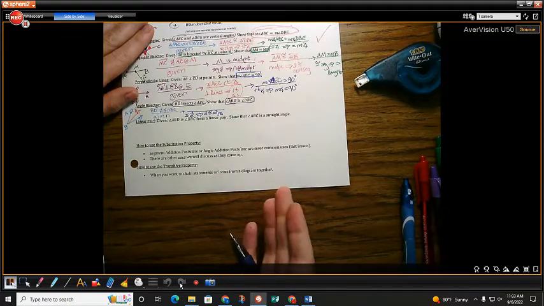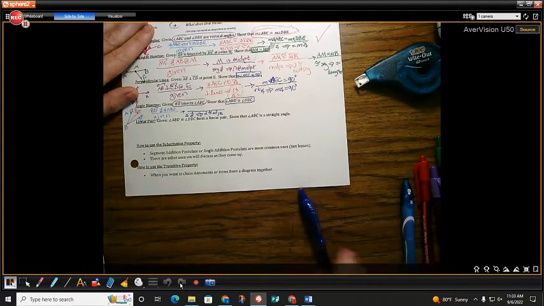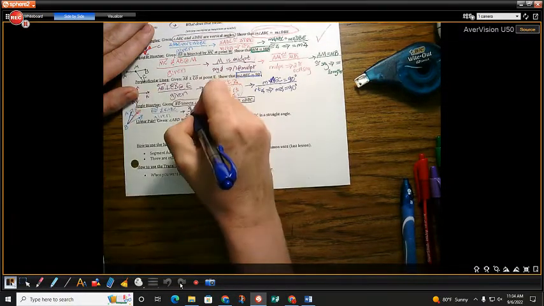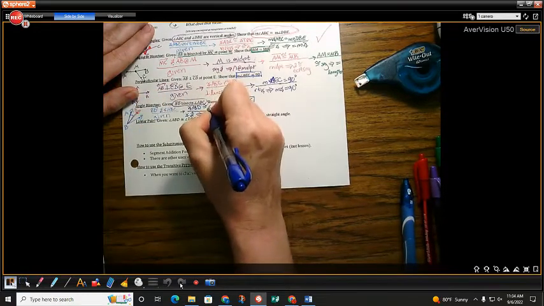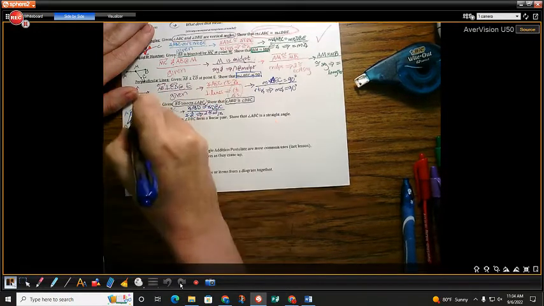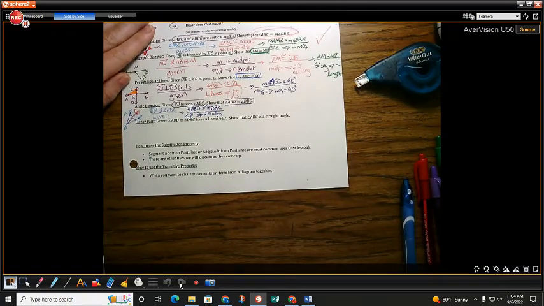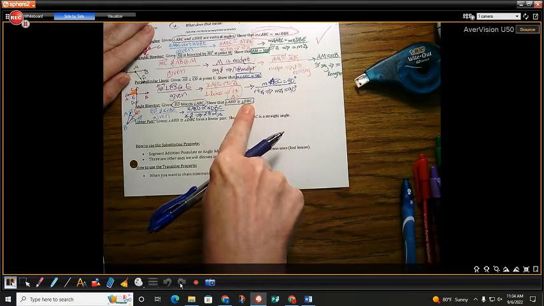Now you have to go back to your picture and think, which two angles am I going to say are congruent? ABD and DBC. So the first one is angle ABD, and my second one will be angle DBC, right there. Then you're done, because it matches what you were trying to find.